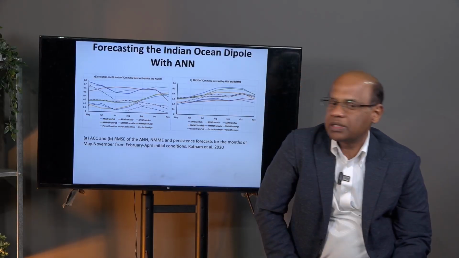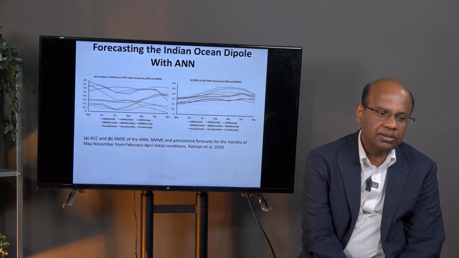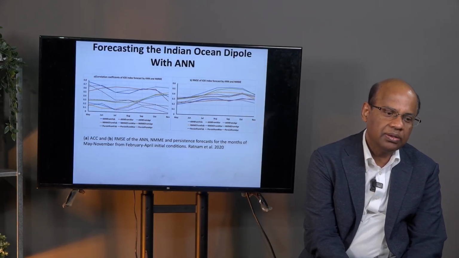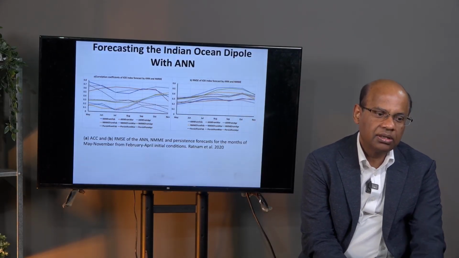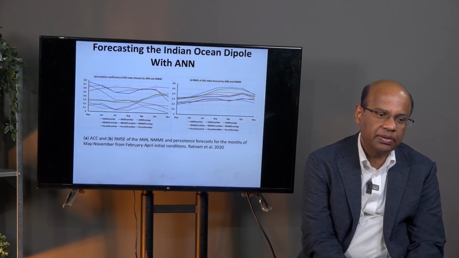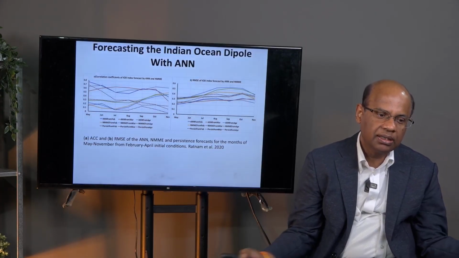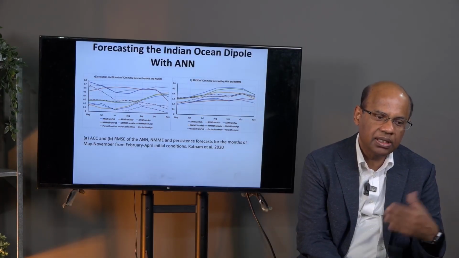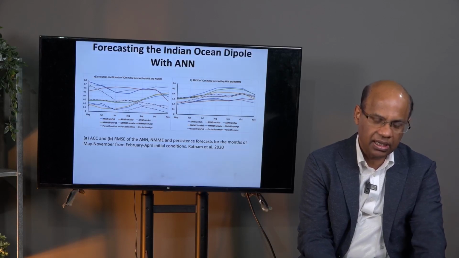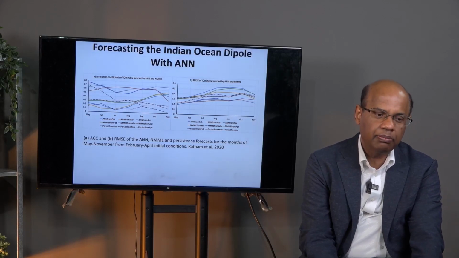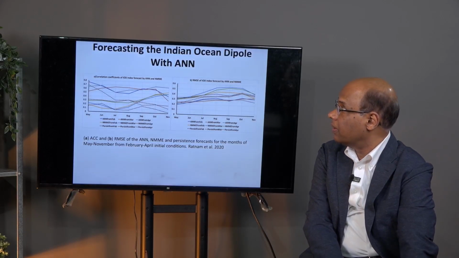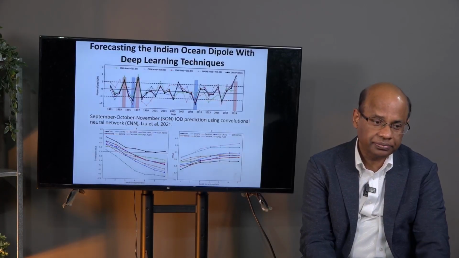So, this gives us hope that in addition to dynamical models, we can use AI machine learning to predict the Indian Ocean dipole, and by combining the dynamical model predictions with statistical model predictions like AI machine learning, we can develop a better prediction system for the Indian Ocean dipole.